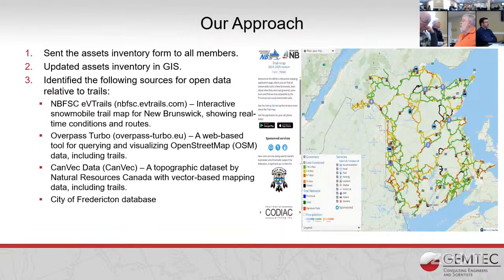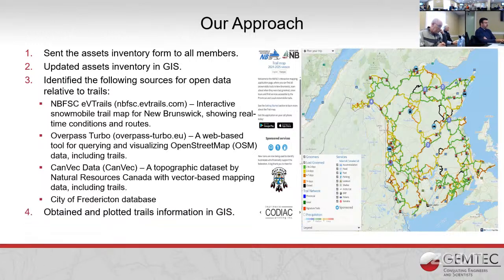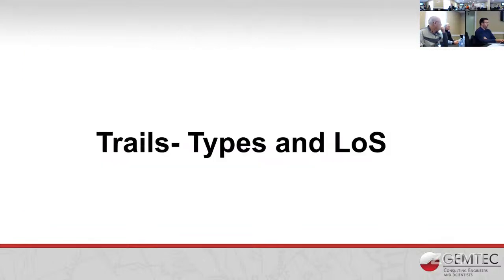So we got the Trails MB info, which shows the snowmobile trails. We looked at the website Overpass Turbo, which is private, similar to Google Maps. We got information from Natural Resources Canada, vector-based mapping. We also received information from the city of Fredericton, their shape files within city limits as well. And we obtained that information and plotted it in GIS, and I'm going to show you a demo later on.